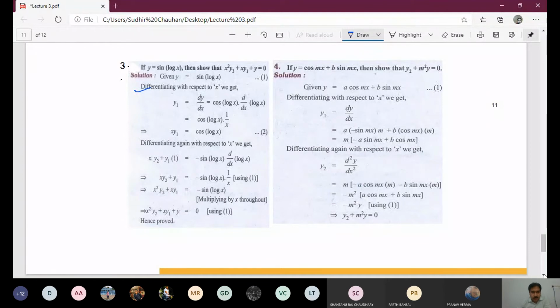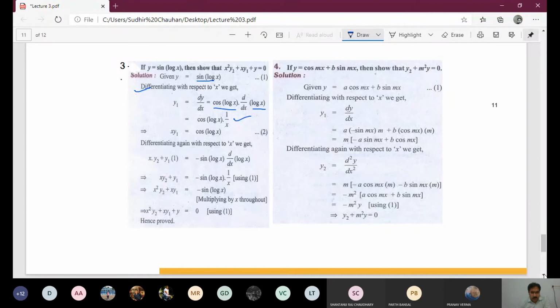So first we'll differentiate sine log x. The differential of sine is cos, so it is cos log x. Then the differential coefficient of log x is 1 by x. So we get x in the denominator, and we can cross multiply it. Now we get this expression. We can observe that x y1 is equal to cos log x.